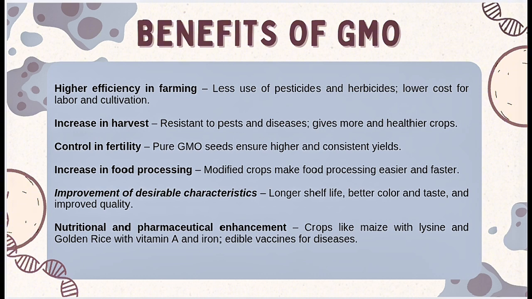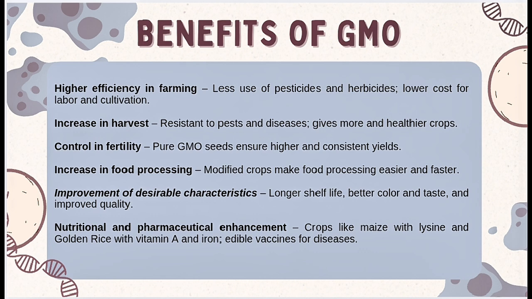Fifth, improvement of desirable characteristics. GMOs can be made to have better taste, color, and freshness. They also last longer before spoiling, which helps reduce food waste and keeps products appealing to consumers.